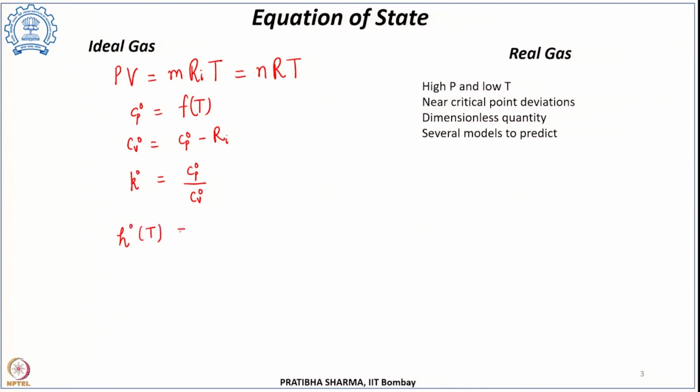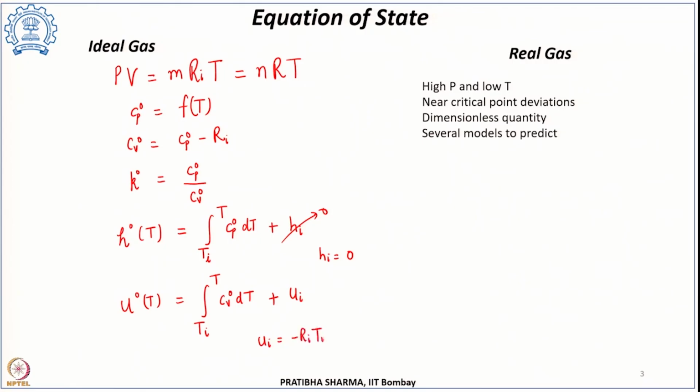The enthalpy we can find out by integrating from some reference temperature, let us say Ti, to a final temperature T. We can integrate the isobaric specific heat with temperature, and then we can have some initial enthalpy, and considering that initial enthalpy to be 0, this term can become 0. For an ideal gas, we can also find out the internal energy. Again, some reference temperature integrated between the limits of that reference temperature and temperature T, the isochoric specific heat and some reference value of that specific internal energy. Now this reference specific internal energy is given by the gas constant and that initial temperature.